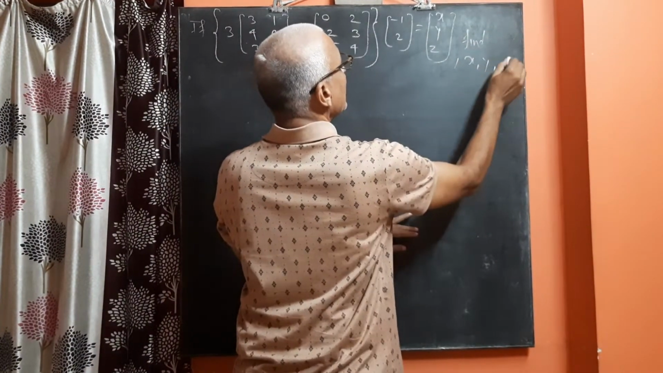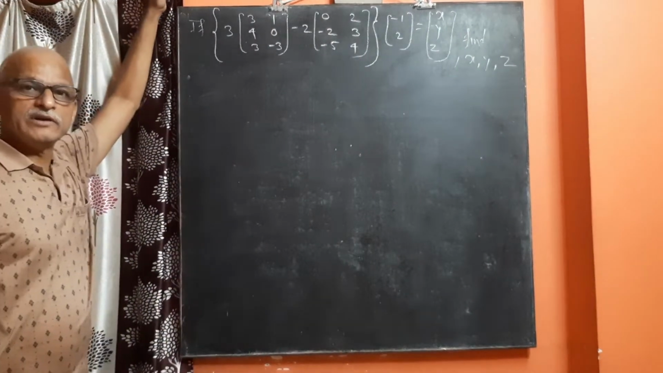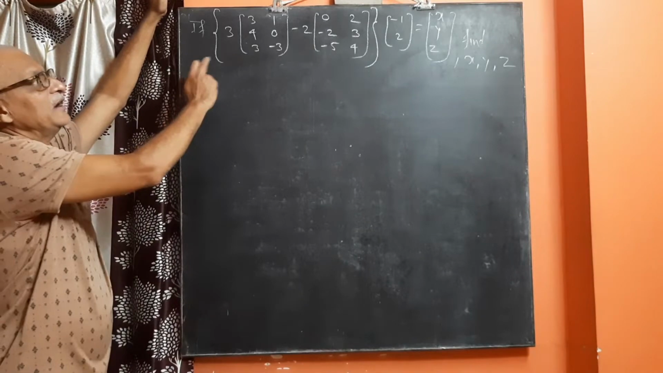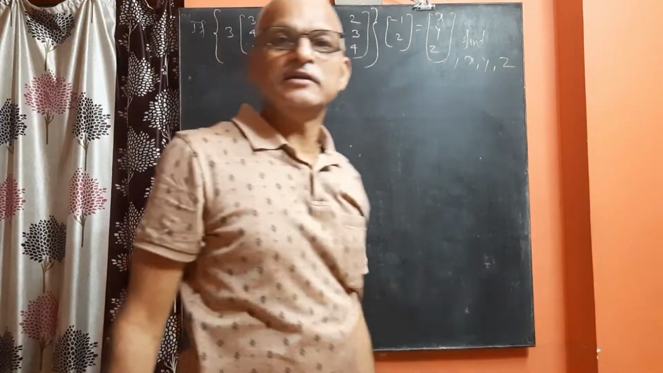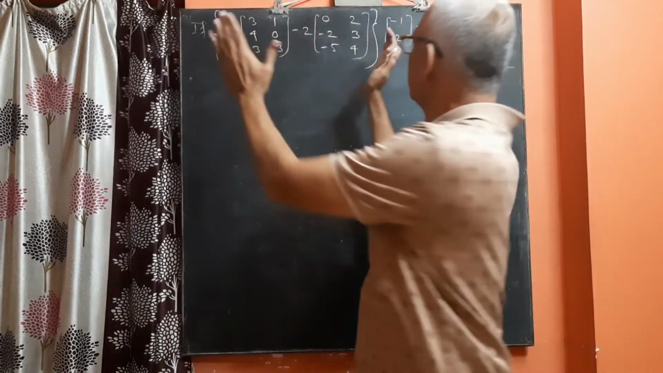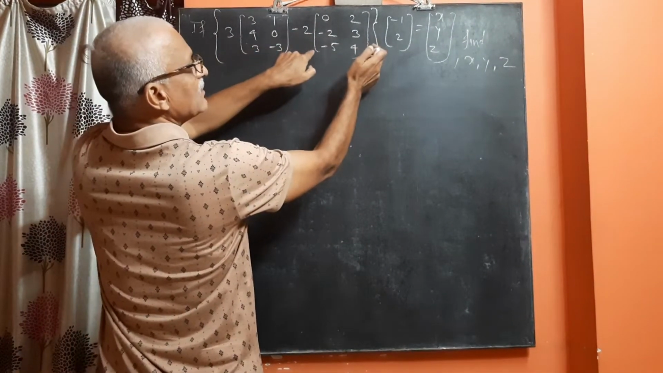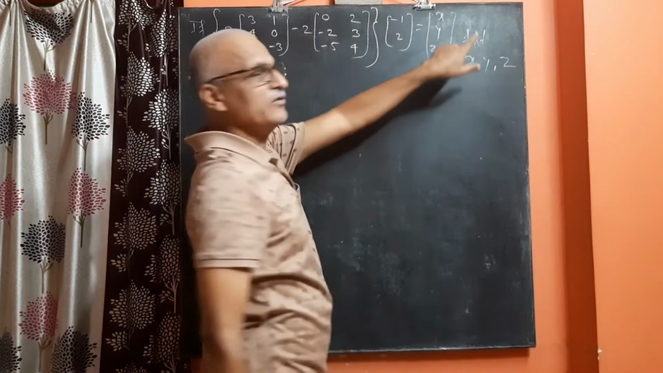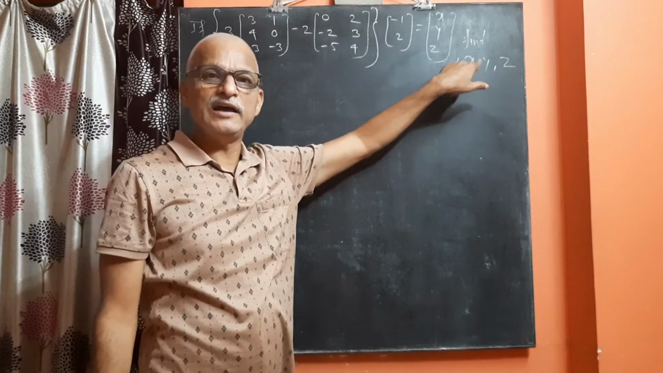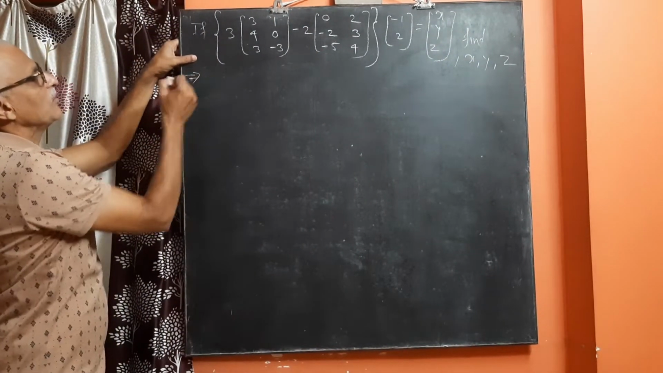So here, what we are given in the curve bracket, that means the first group, 3 into this matrix minus 2 into the second matrix, that matrix into this matrix is equals to x, y, z. Then we have to find out the value of x, y and z. Let us try to solve this problem.